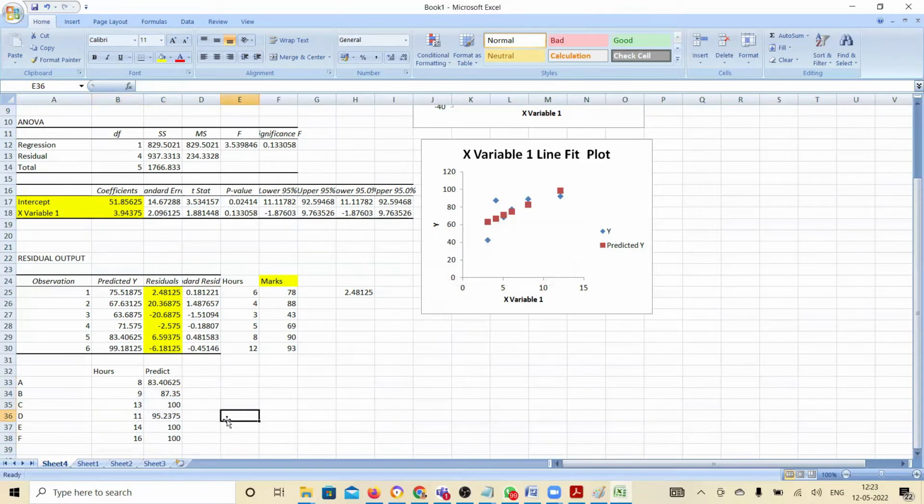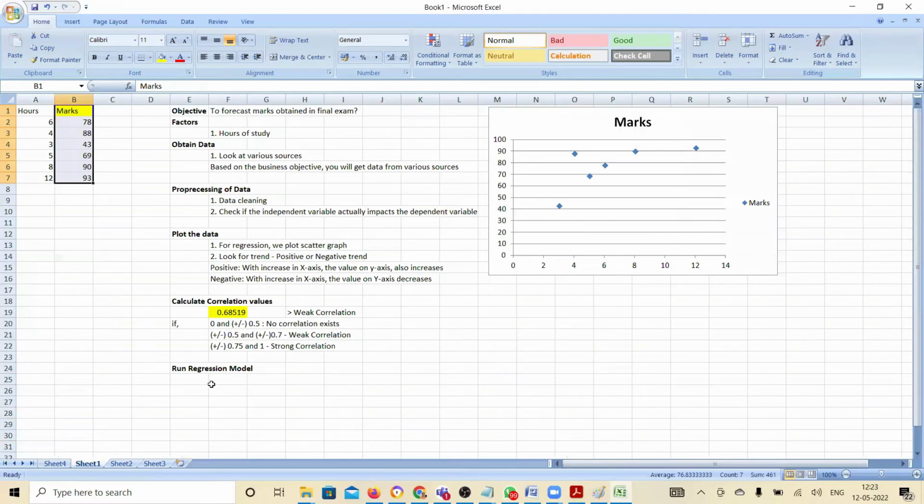So you run the linear regression. What did we do? We run the regression model. Okay. So run the model and look for coefficient and the intercept.